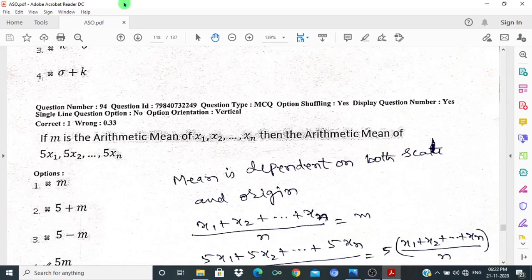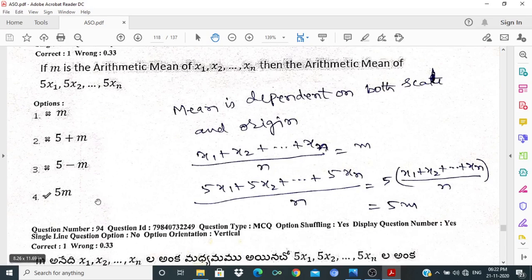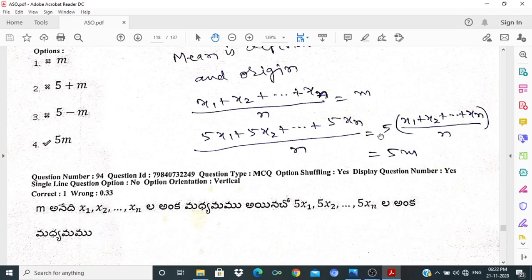If m is the arithmetic mean of x, then the mean of 5x is obviously 5 into m. Here is the proof. This is nothing but m, with 5 common here, so 5 into m.